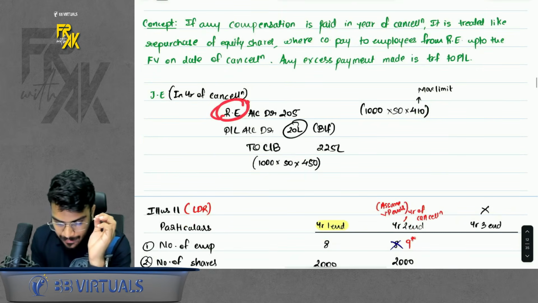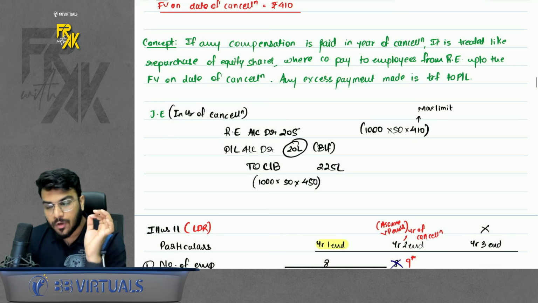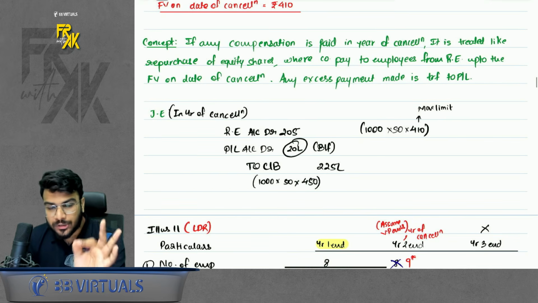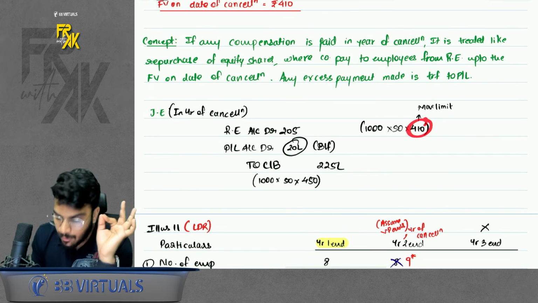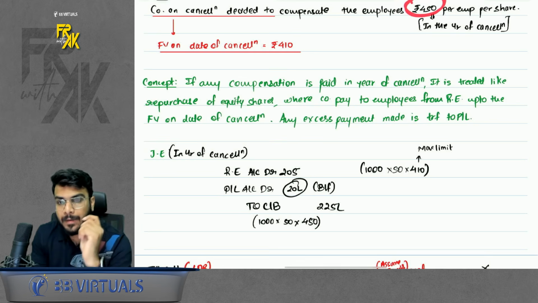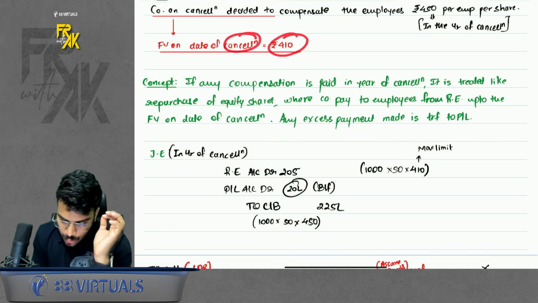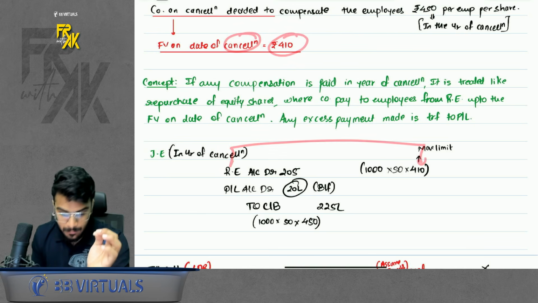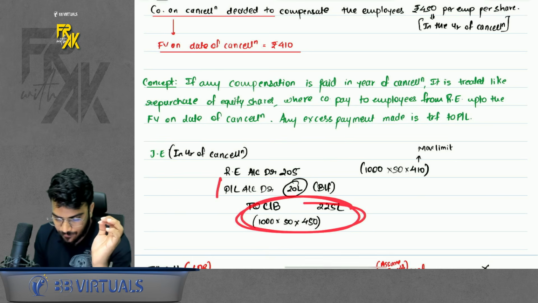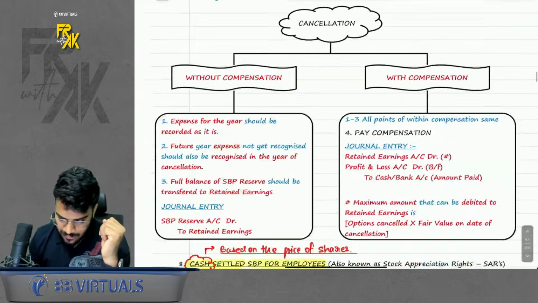But while debiting retained earnings, there is a maximum limit given. Whenever you are paying the compensation, whatever is the fair value on the date of cancellation, that is the maximum amount you can debit. So even if you are making a compensation payment of 450, but the fair value on cancellation date is 410, you can debit only 410 in retained earnings. But if you are making a payment of 450, the difference will be transferred to profit and loss. Do remember that part. Okay, so this was the concept of cancellation.